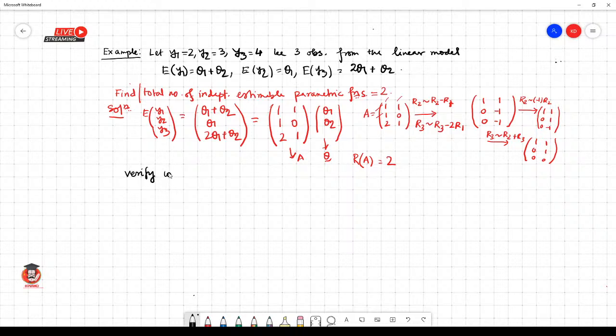Next query is to verify whether theta 1 plus 2 theta 2 is estimable or not.